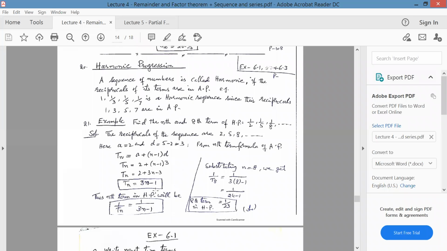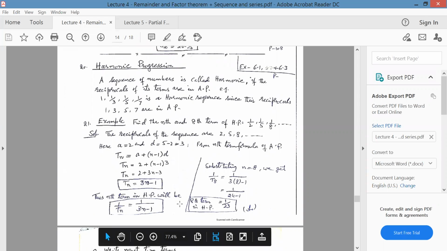We calculated this in AP. So once we go back to the harmonic progression, we have to take its reciprocal. So the nth term in harmonic progression will be 1 upon 3n minus 1. This will be the nth term in harmonic.